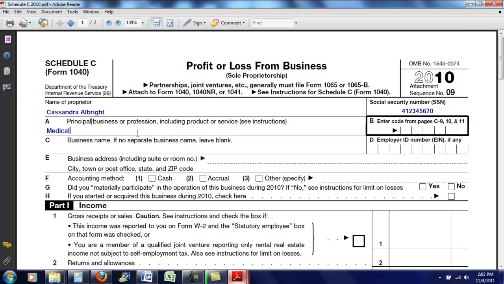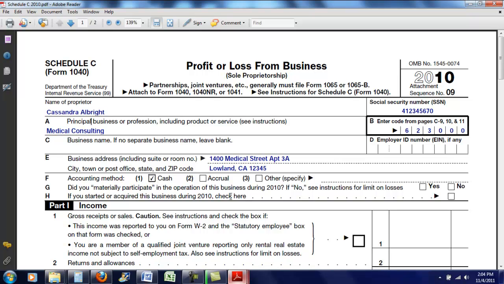Now, I went forward prior to this and looked up on the IRS's website her code for medical consulting. You can also do this in the tax software. It is 623000. She doesn't have any business name, and her business address is the same as her regular address, which is 1400 Medical Street, Apartment 3A, and that is Lowland, California, 12345.